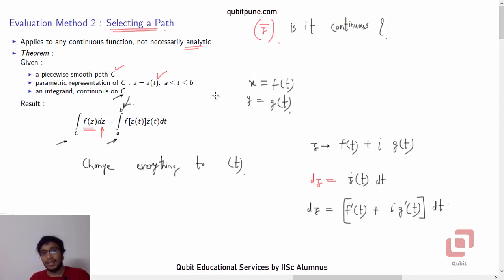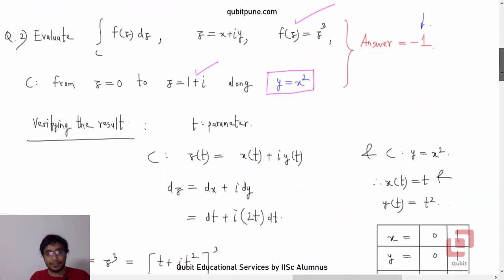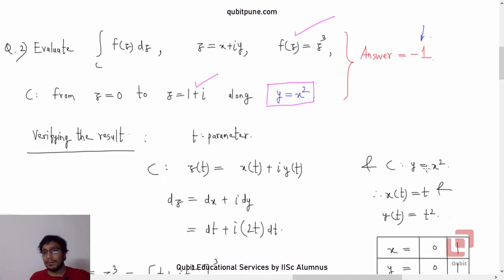Is it a piecewise smooth path? Yes, because we have only one equation representing our curve C. Can we find a parametric representation of C? Of course we can. Recall the parametric equations. Choose x to be t, and y can now be treated as t squared.